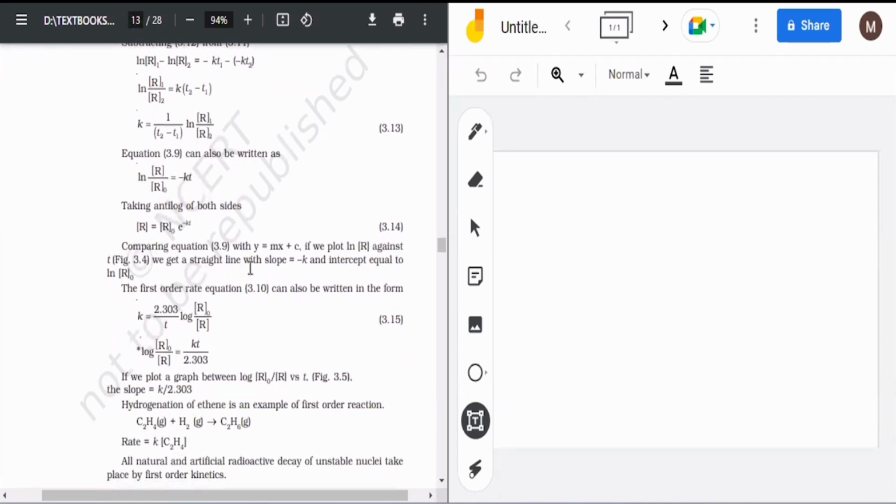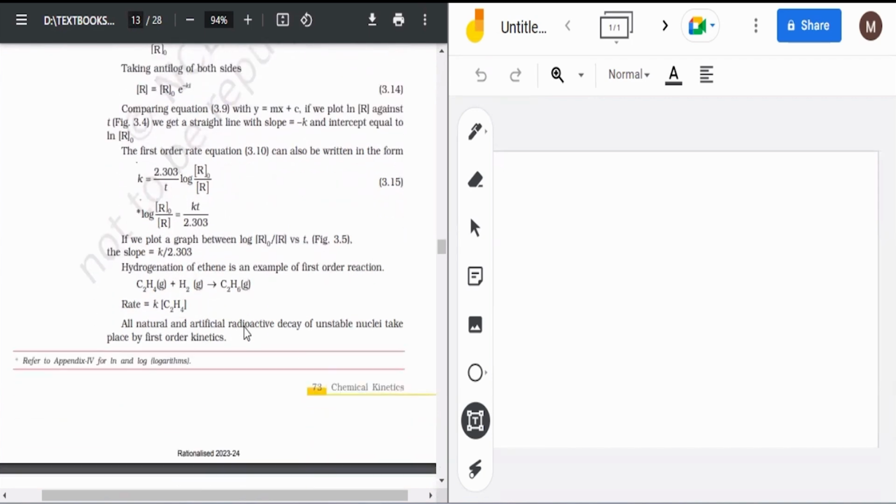y is equal to mx plus c, and these are the examples of first order reaction, like we form ethane from ethene. So we take H2 and C2H4 as the reactants. So here the rate will depend upon C2H4, so it will be k [C2H4] power 1 because it is a first order reaction.